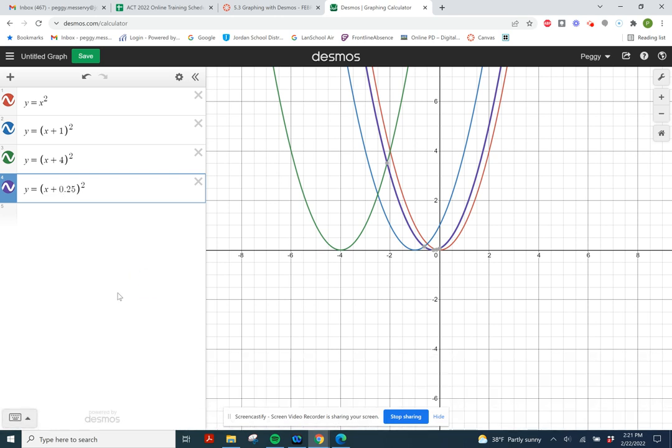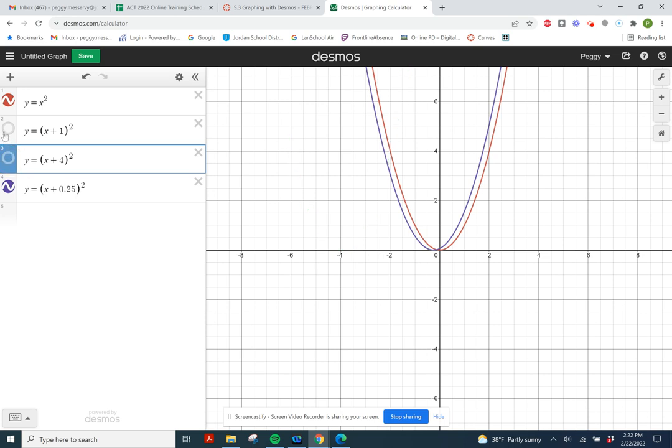So notice I've now graphed them with the plus sign in between, where h is negative, because the x plus 4 squared is the same as x minus negative 4, which means h is negative 4. So notice where our vertex is for the one in the middle, the green one. Negative 4 comma 0. Okay? Notice the blue one. The vertex is at negative 1 comma 0.